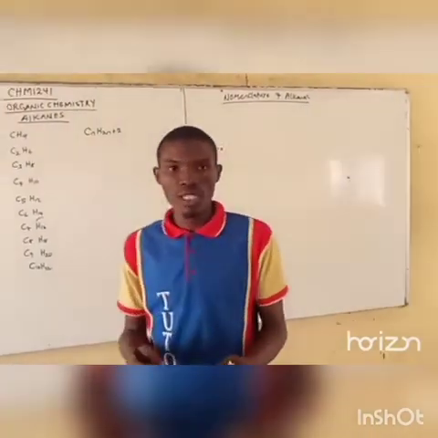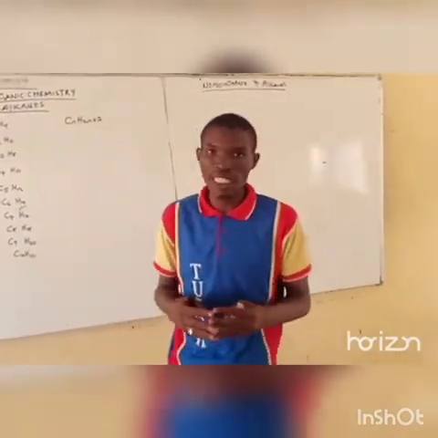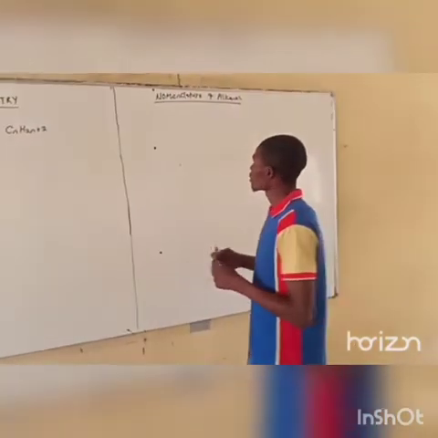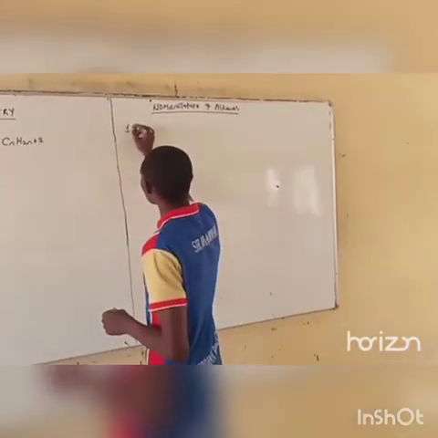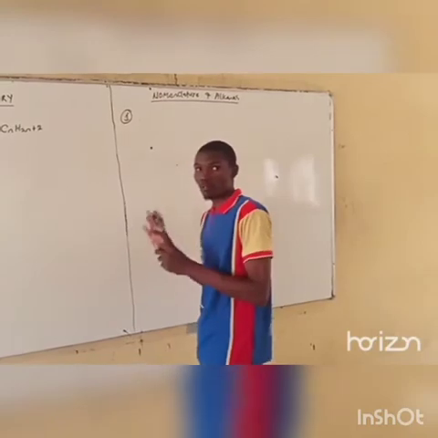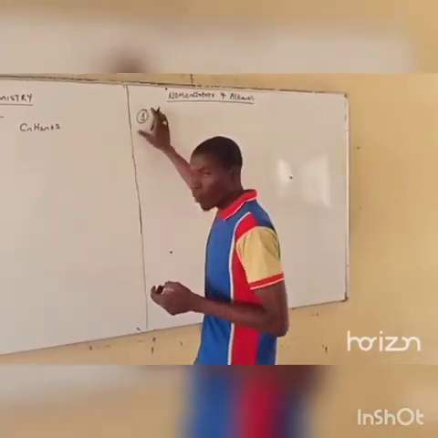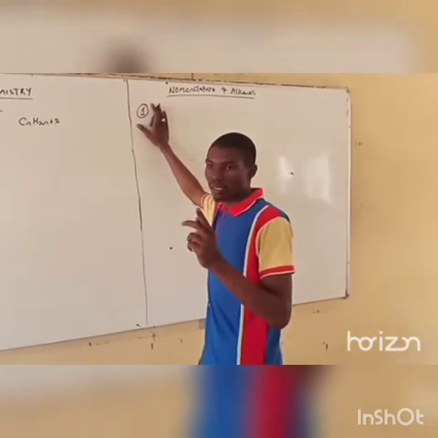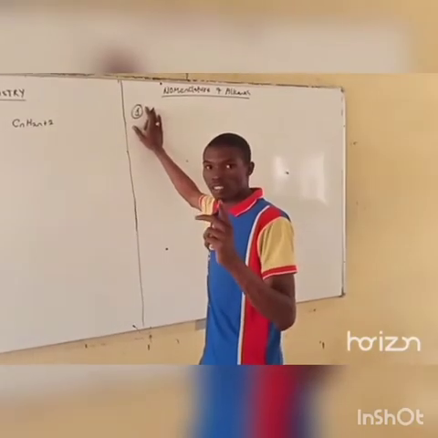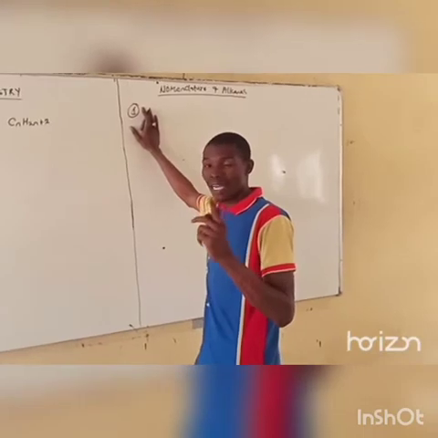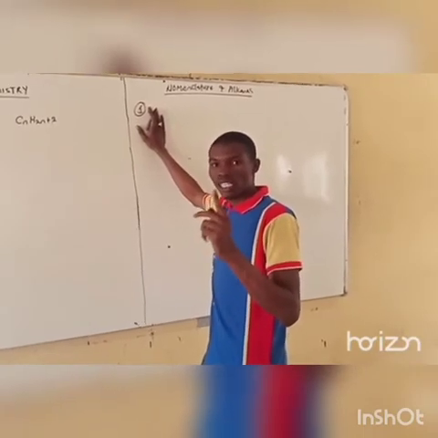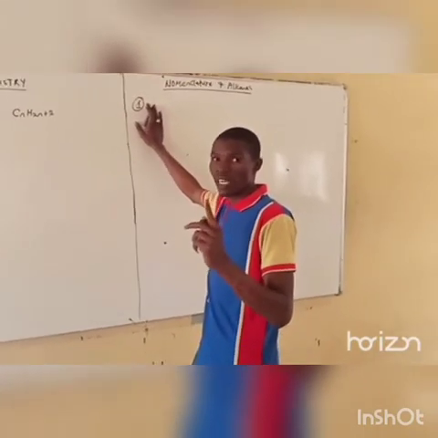The first rule says you should always locate the longest chain. Rule number 1 says you should locate the longest chain. I don't have time to be writing them, but as I say them, you get it down. Number 1 says locate the longest chain. When you locate the longest chain, that longest chain is your parent name.